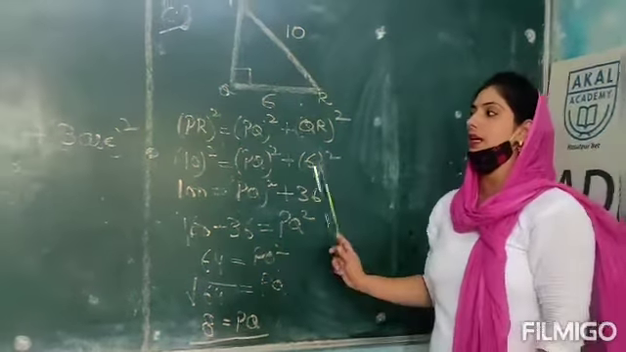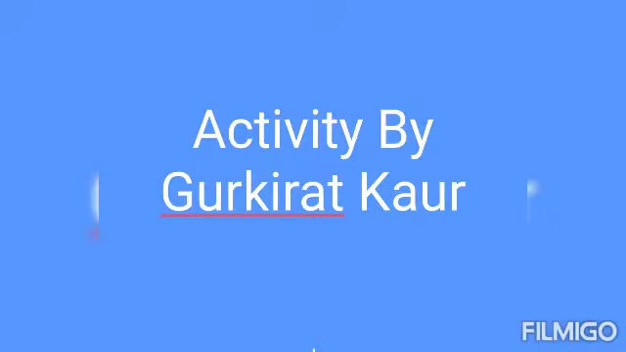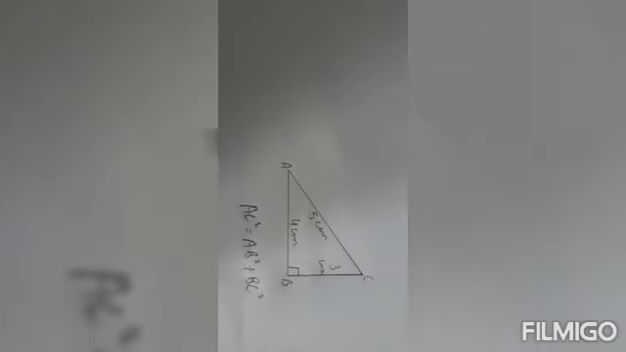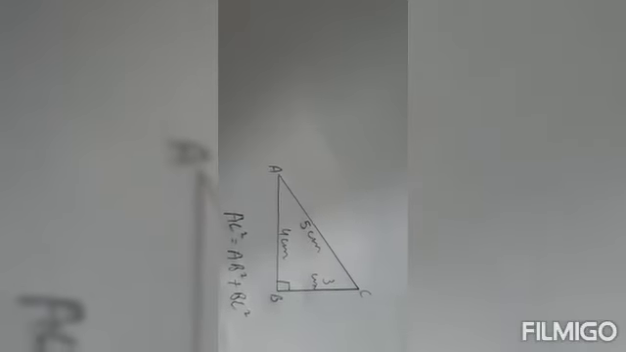Now let us explain it by more activities. Good morning everyone. So today we are going to perform an activity on the topic Pythagoras theorem from class 10th. For this we need a right angled triangle. So here we have a right angled triangle ABC which is right angled at B.